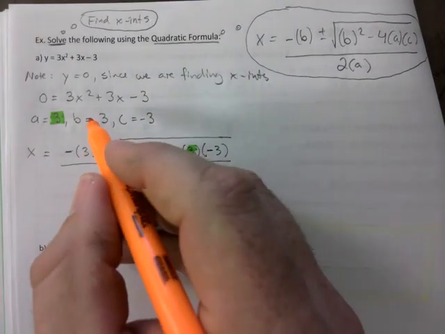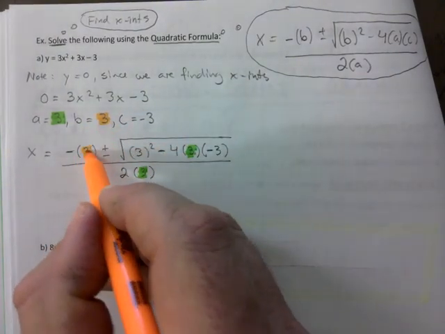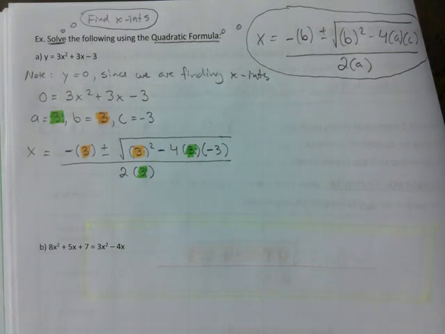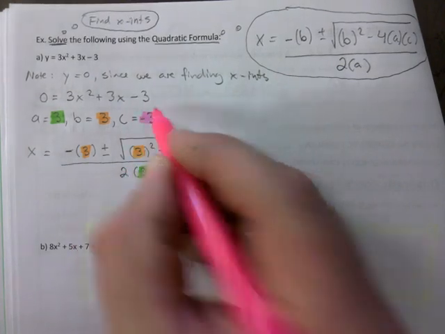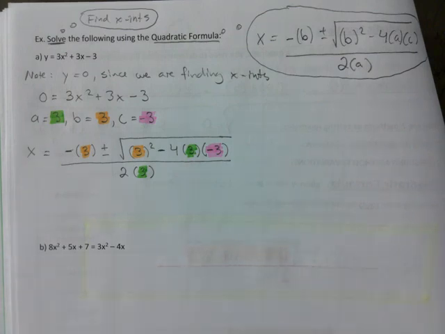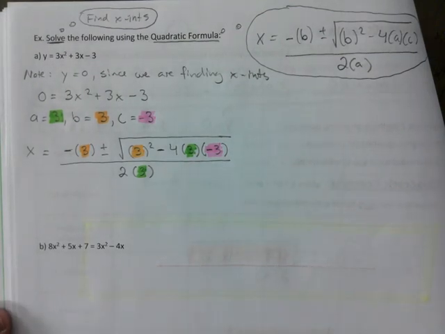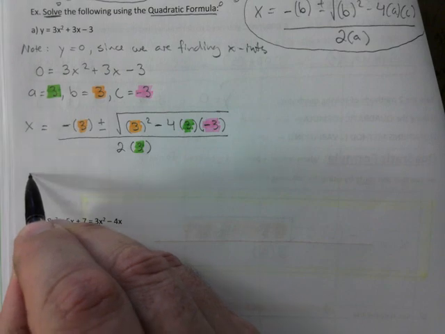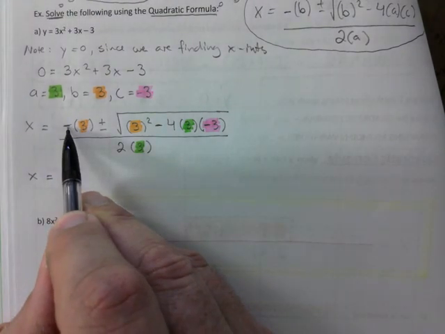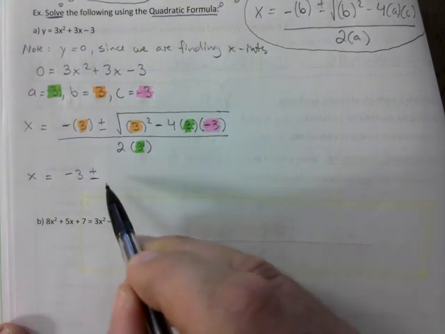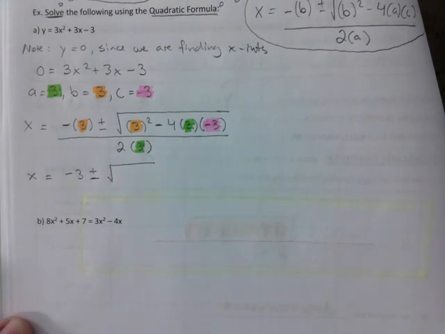I'm going to use orange for B. Shows up here and here. And I'm going to use pink. Okay. Color coded. Now we know what to do. So here you got to be careful. Don't plug everything in at the same time. I'm going to clean this up. Negative times positive 3 is just a negative 3. Plus or minus root. Grab your calculators.